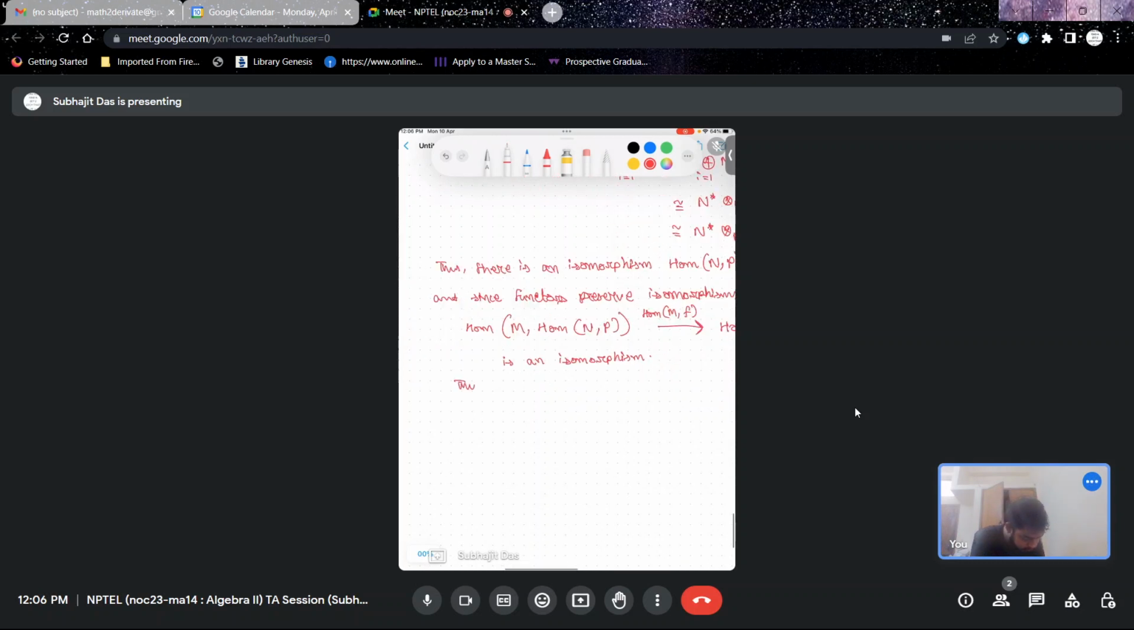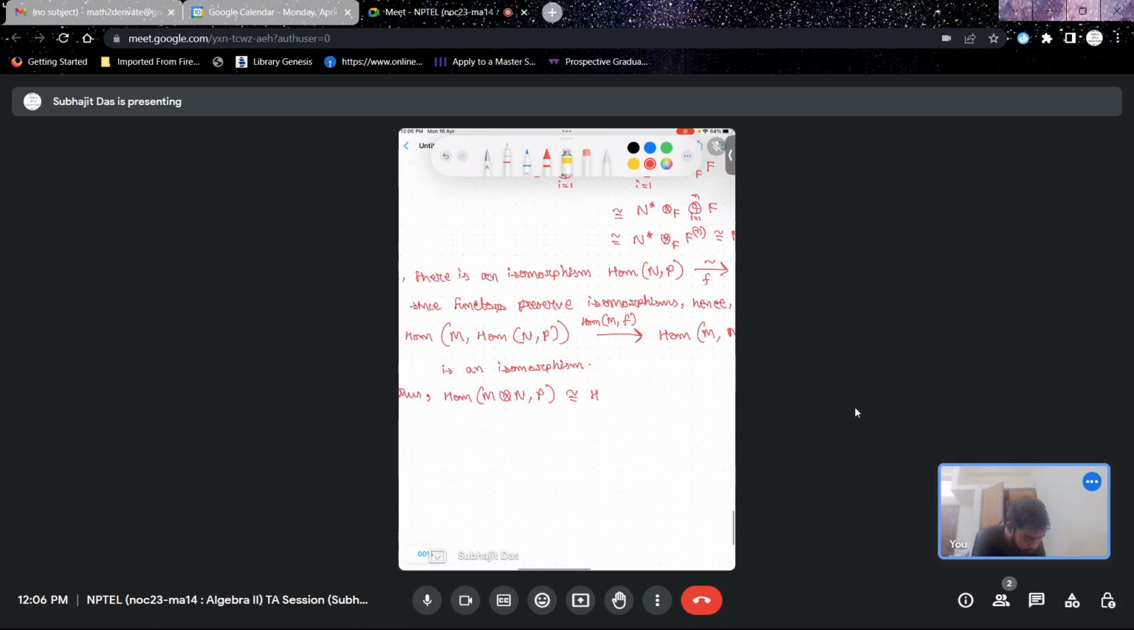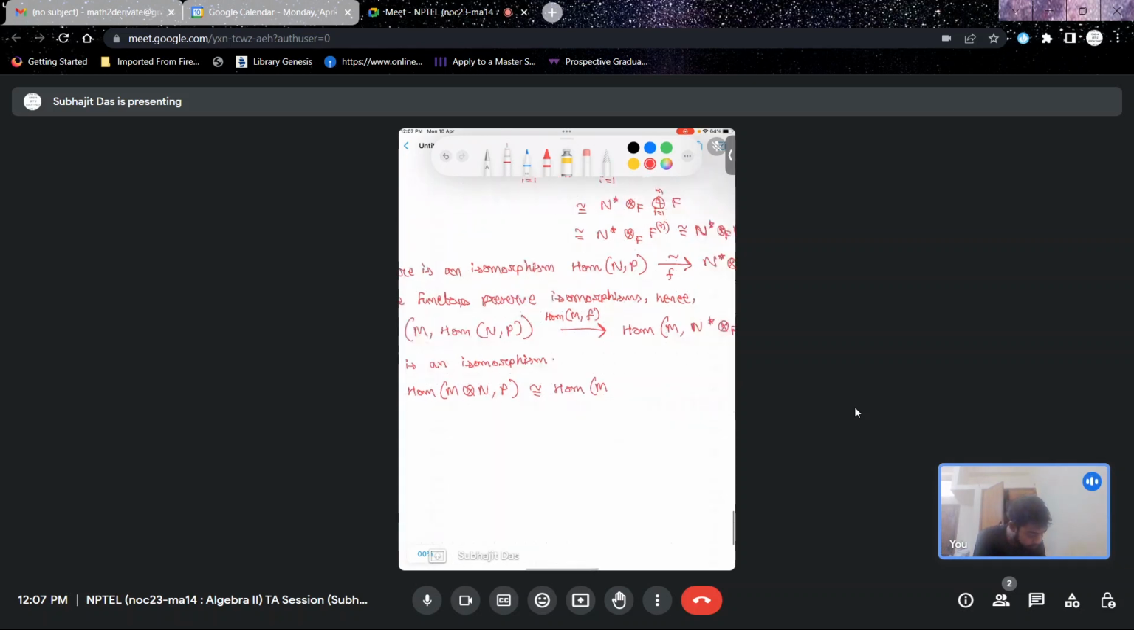And thus you indeed have Hom(M tensored with N, P) is isomorphic to Hom(M, Hom(N, P)), which is isomorphic to Hom(M, N-star tensored with P).